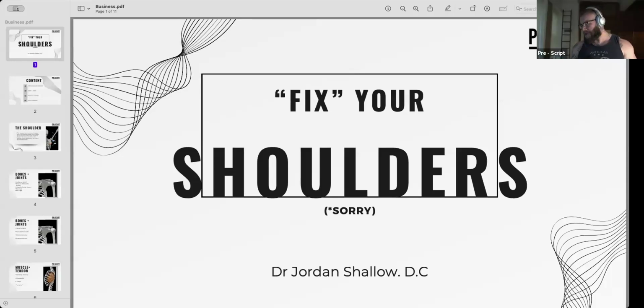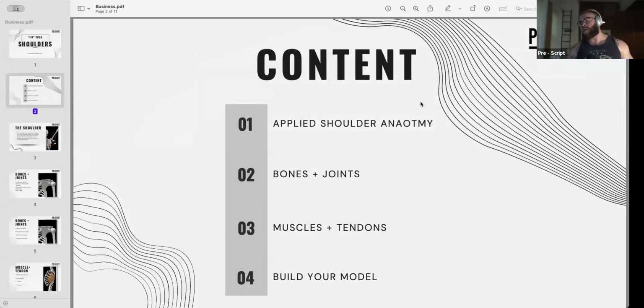So apologies again for the Fix Your Shoulder moniker of today's webinar. What we are going to cover is, first off, what is a shoulder? What constitutes a shoulder joint or a shoulder region, in a way that we can use in a workable model. So we're going to go through the bones and joints, talk about the muscles and tendons, and then help build your own model of how to manage shoulder performance.